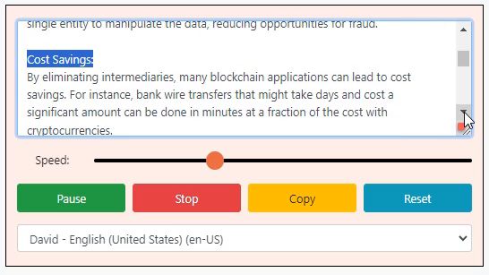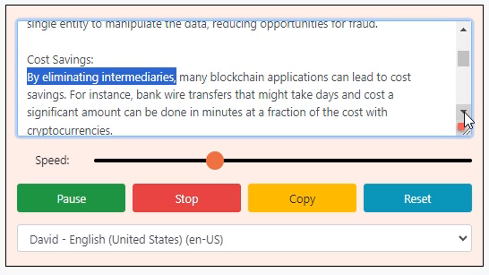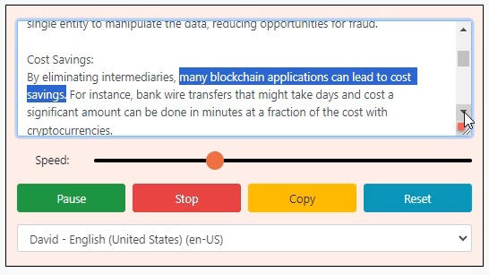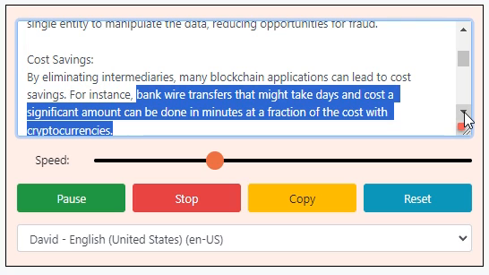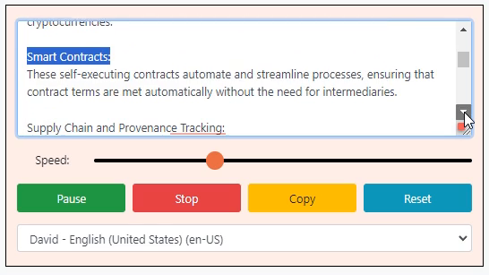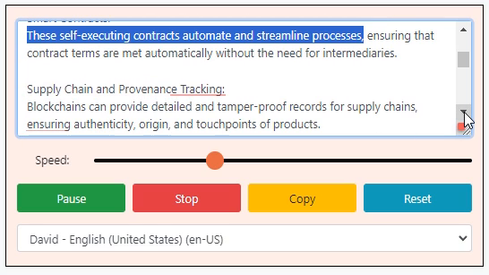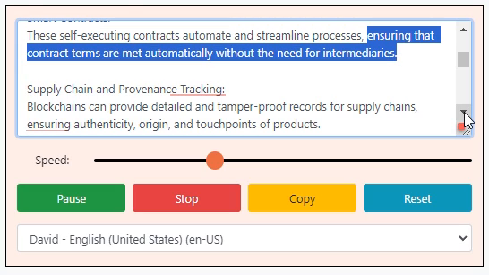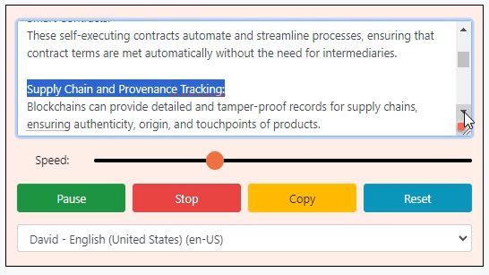Cost savings. By eliminating intermediaries, many blockchain applications can lead to cost savings. For instance, bank wire transfers that might take days and cost a significant amount can be done in minutes at a fraction of the cost with cryptocurrencies. Smart contracts. These self-executing contracts automate and streamline processes, ensuring that contract terms are met automatically without the need for intermediaries.